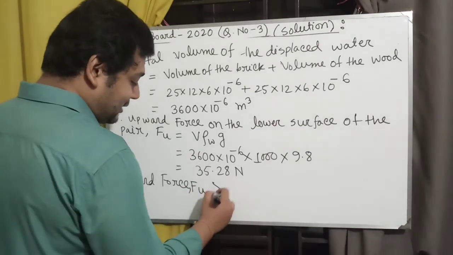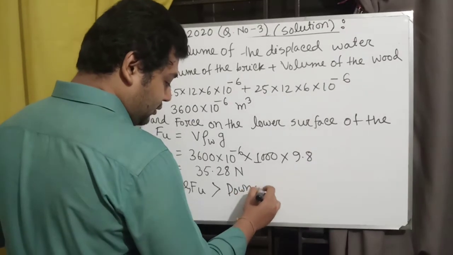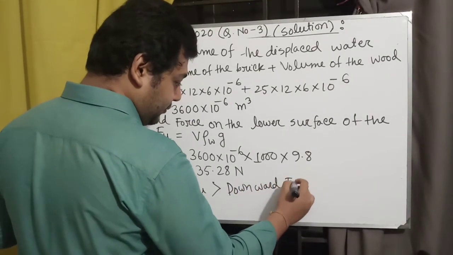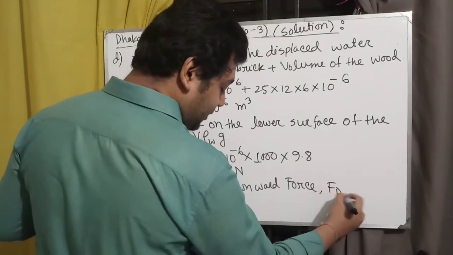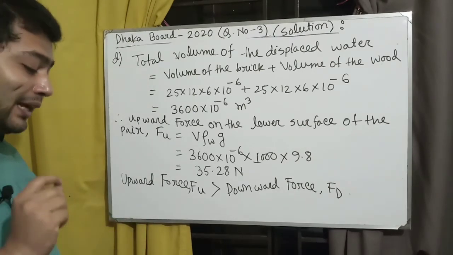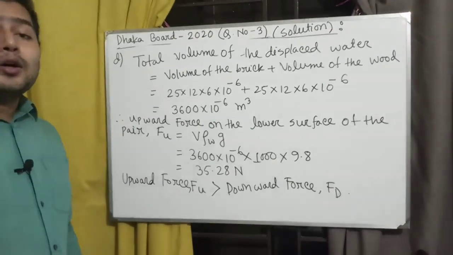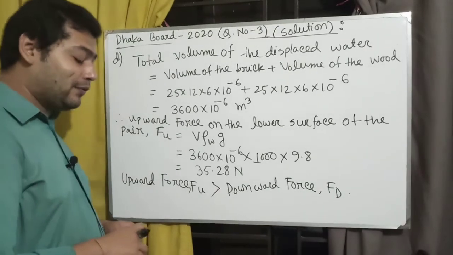So analyzing this mathematics, we see that upward force Fu is greater than downward force Fd. We know from the Archimedes law, if upward force is greater than the downward force, then the body will float.